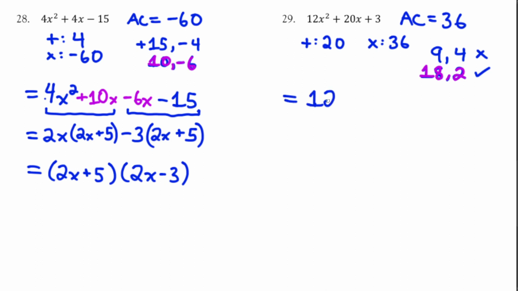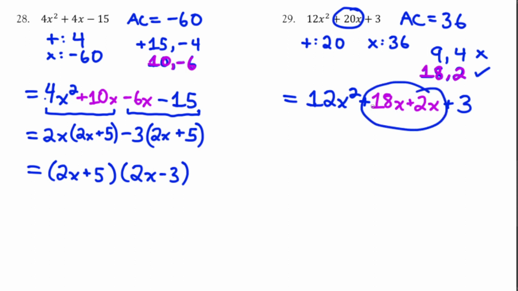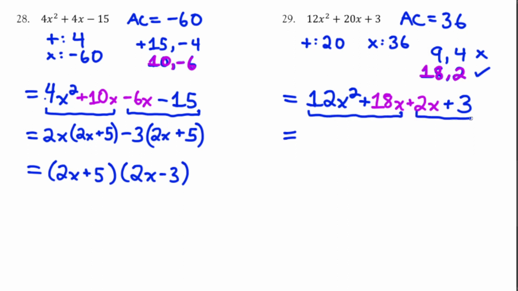Again, these two numbers are used not to write the answer right away, but to break up the middle term into two pieces so we can factor by grouping. I just broke 20x into 18x and 2x. Okay, what do the groups have in common? Again, factor by grouping is two little greatest common factor problems, and then a third big greatest common factor problem.